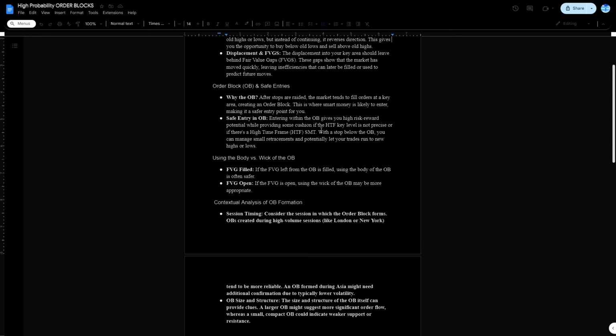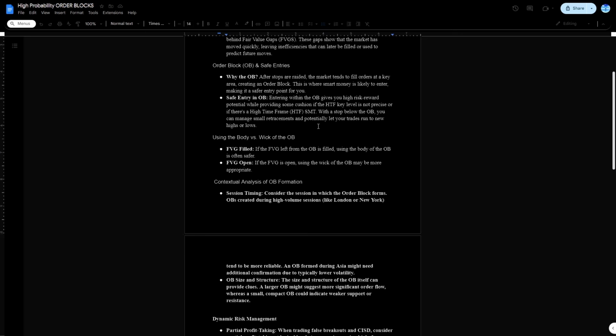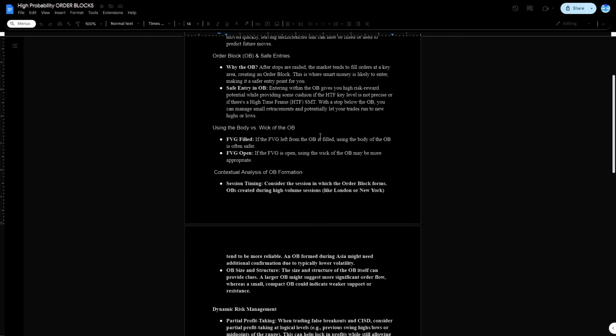Entering within the order block gives you a high risk to reward, while providing cushion into the high time frame key level. If it's not super precise, if there's a high time frame SMT or something like that, you can manage the small retracements and potentially let your trade run to the new higher highs or lower lows.